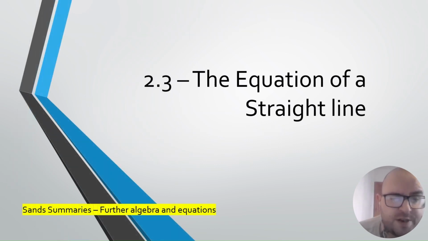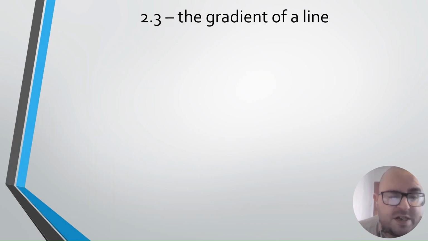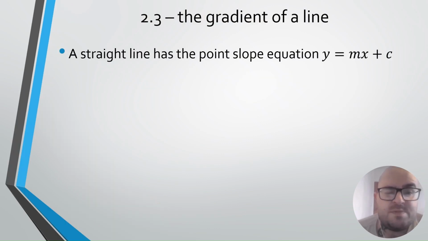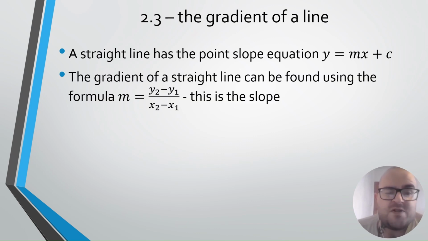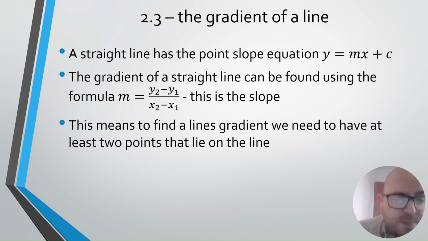The equation of a straight line. The gradient of a line. A straight line has the point-slope equation y equals mx plus c. The gradient of a straight line can be found using the formula m equals y2 minus y1 over x2 minus x1, and this is the slope. This means to find a line's gradient, we need to have at least 2 points that lie on that line.